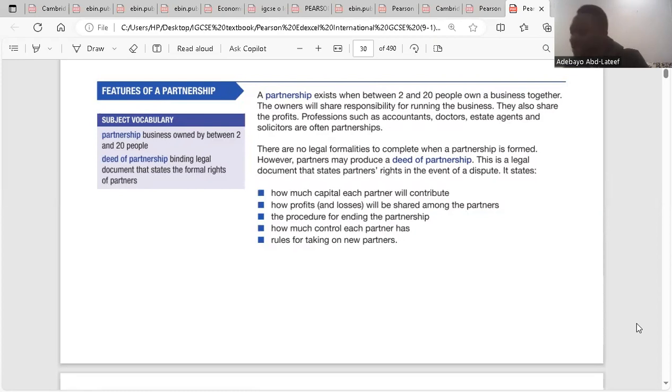We call it partnership dissolution. When they stop the business, we call it partnership dissolution. They have to agree on that. And if they have to take in new partners, there is a procedure for that too. They have to agree on that through the partnership deed. Is it clear? So that takes us to the advantages and disadvantages of partnership.